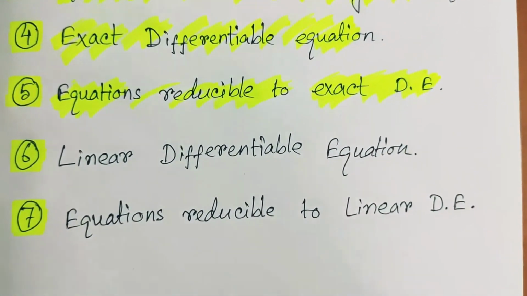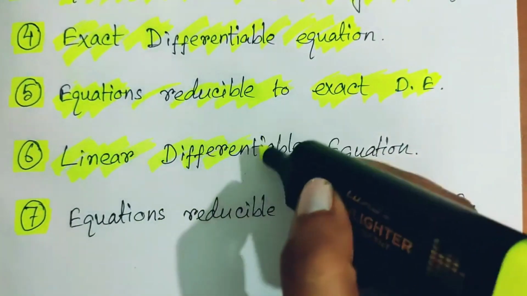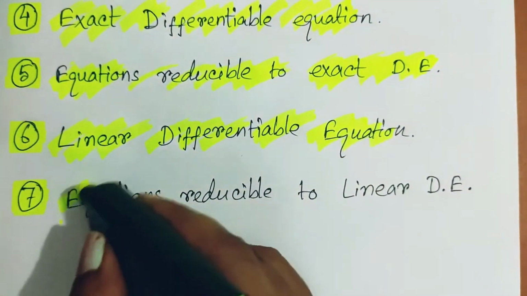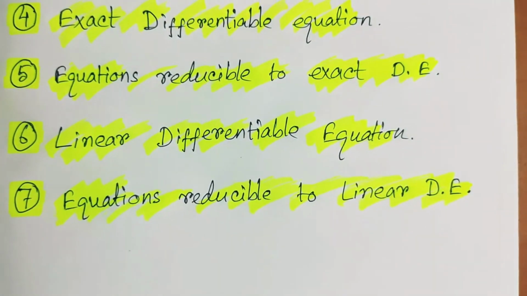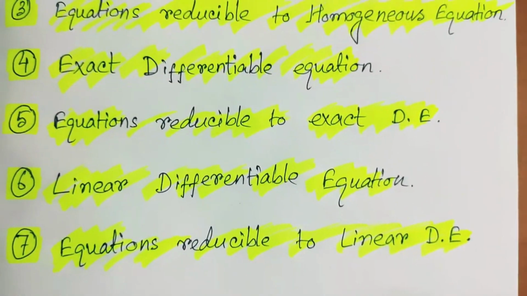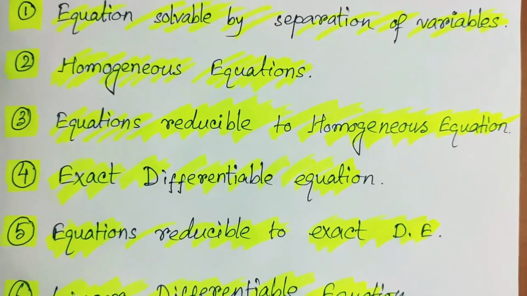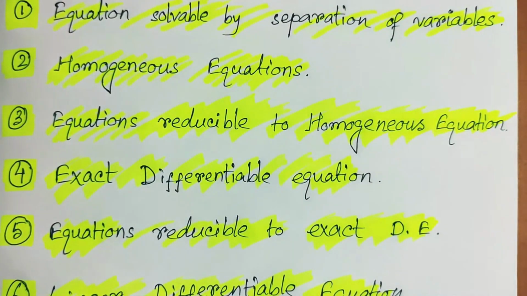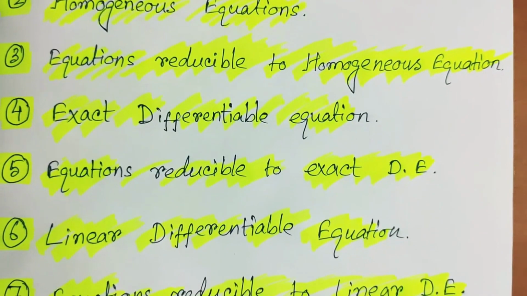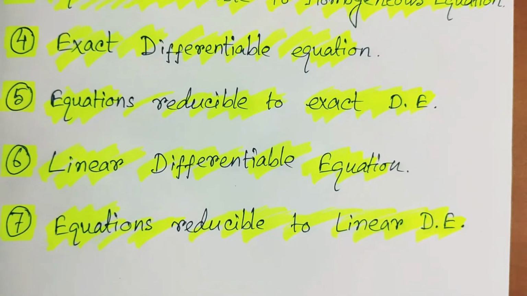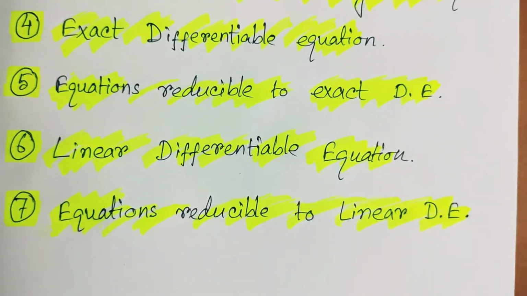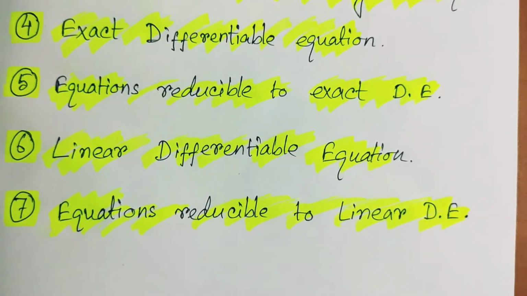The sixth method is the linear differential equation, and the last one is equations reducible to the linear differential equation. So what are those 7 kinds? Equations solvable by separation of variable, homogeneous equations, then equations reducible to homogeneous equation, exact differential equation, equations reducible to exact differential equation, then linear differential equation, and finally equations reducible to the linear differential equation.